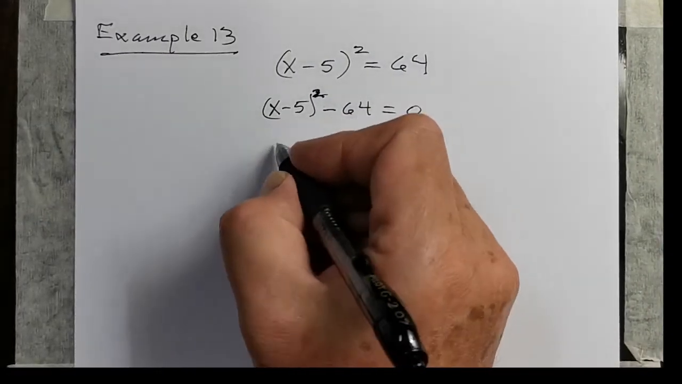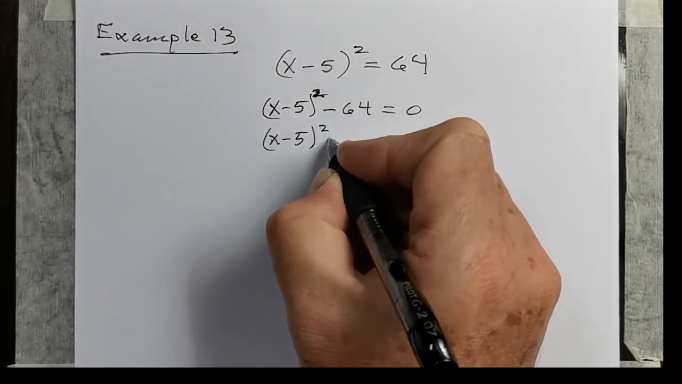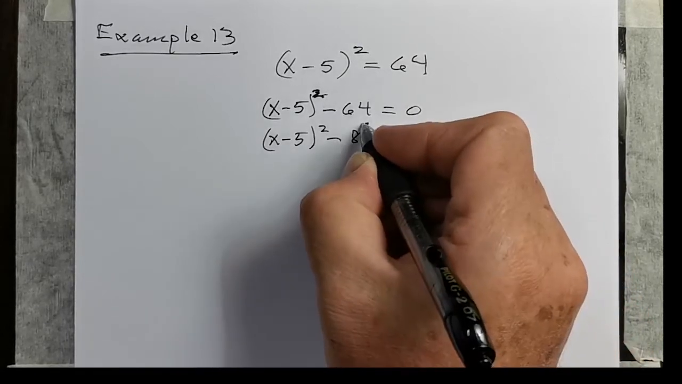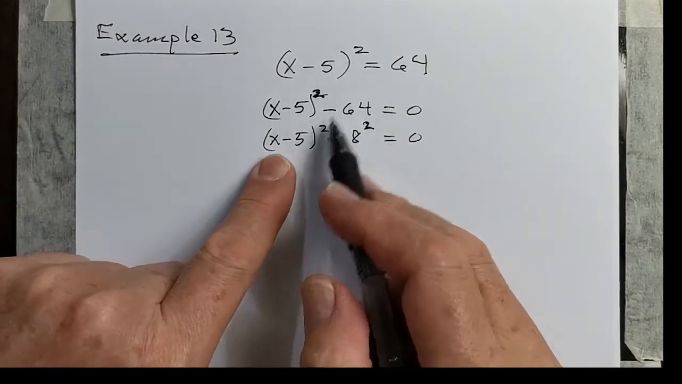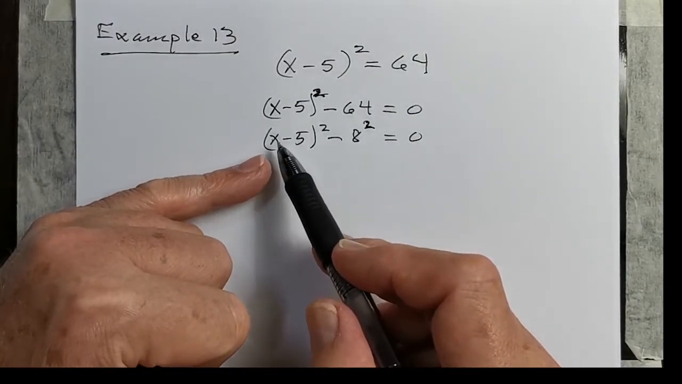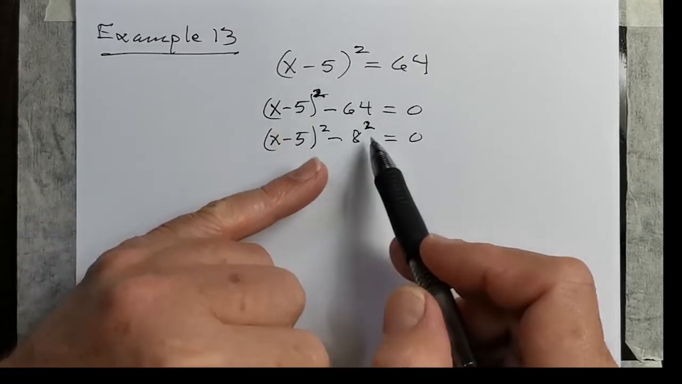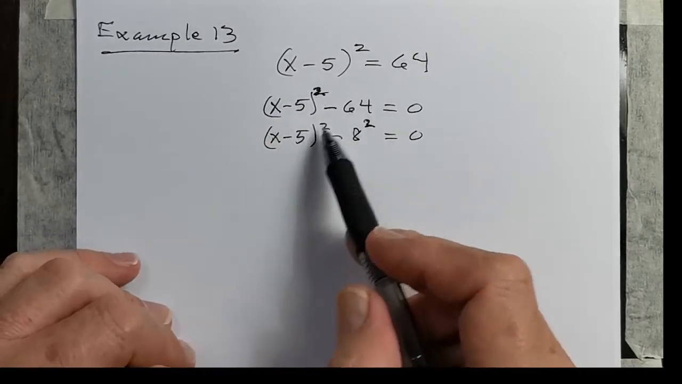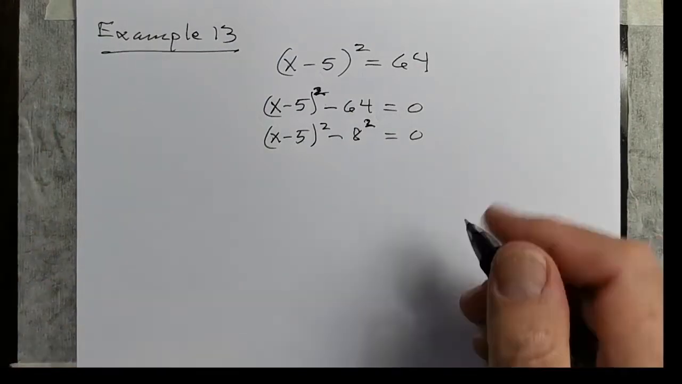Notice now that 64 is 8 squared, so I have x minus 5, quantity squared, minus 8 squared equals 0. Now, difference of two squares, a squared minus b squared. Never mind that a, in this case, is x minus 5. It does not matter. This is a, this is b. A squared minus b squared.